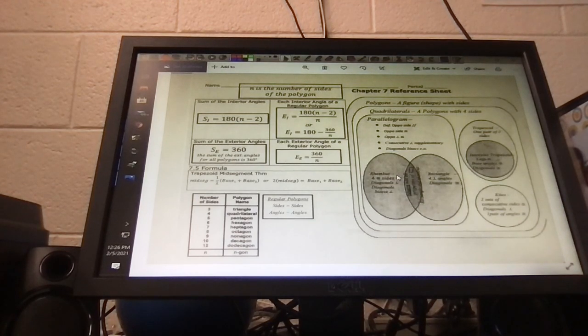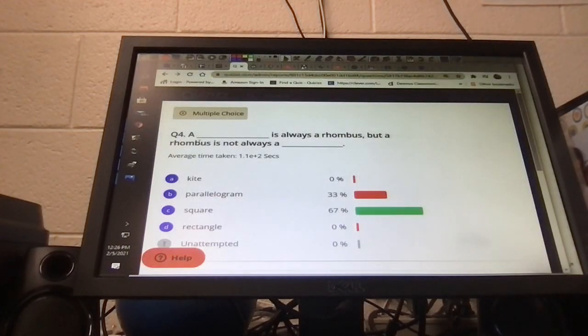But in this diagram, there is no square bubble. So it's not like a rhombus is a square. That goes back to the first question. Okay, so to fill this out, a square is always a rhombus, so a rhombus is not always a square. Okay, parallelogram, rhombus, square, rectangle, rhombus are always parallelograms because they always have two opposite sides parallel.